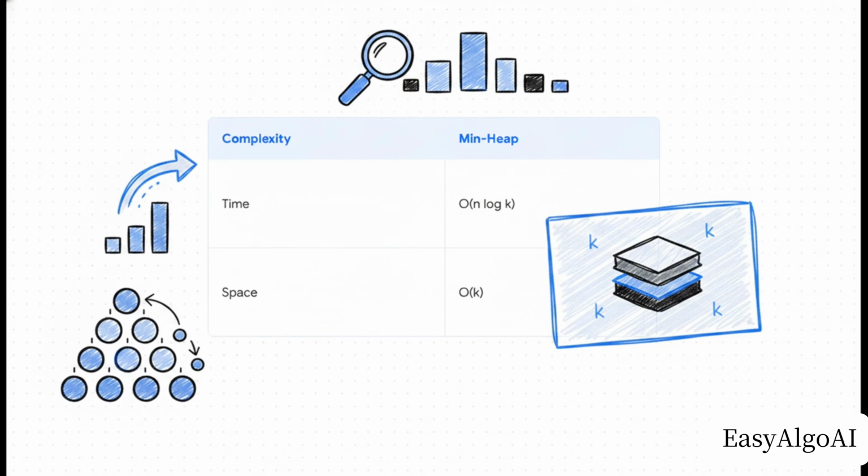Let's quickly summarize the trade-offs of this approach. Notice how our time complexity just drops beautifully to O of n log k. That's because for each of our n integers, we're performing at most one push and pop operation on a heap that never ever grows larger than size k. And each of those heap operations just takes O of log k time. Now, it does cost us O of k extra memory space to actually store that heap, but honestly, it's a really fantastic trade-off.